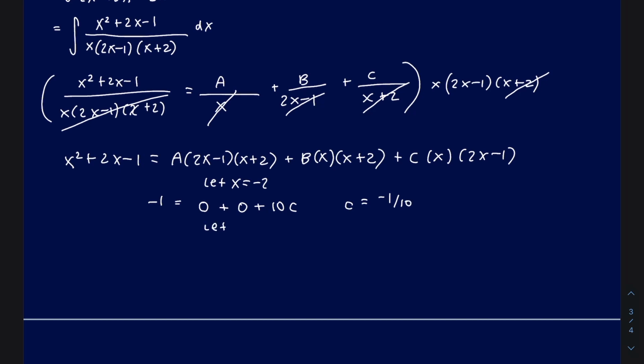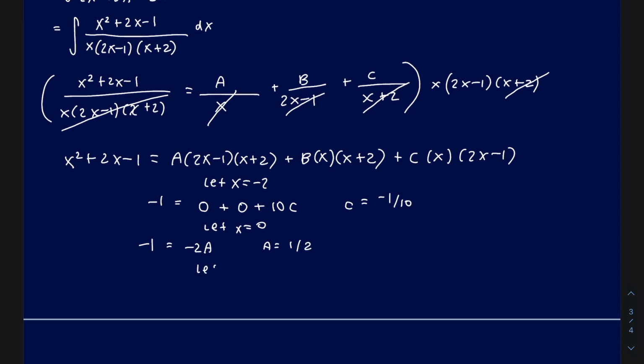To solve for a, we're going to substitute in a number that makes both b and c 0. So find the constant that they share, and it's x. So to make x 0, we just let x equal 0. And so on a, we get -2a equal to -1, and then a is equal to 1 over 2.